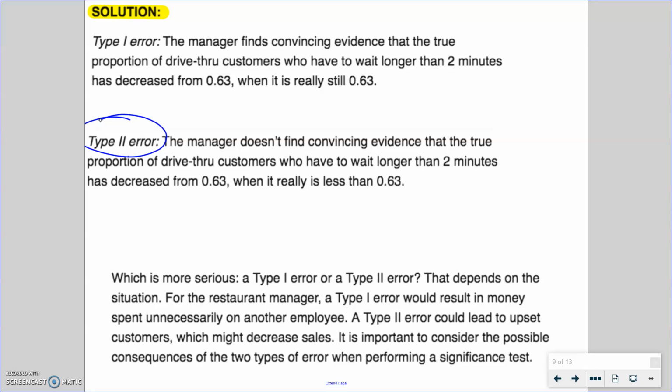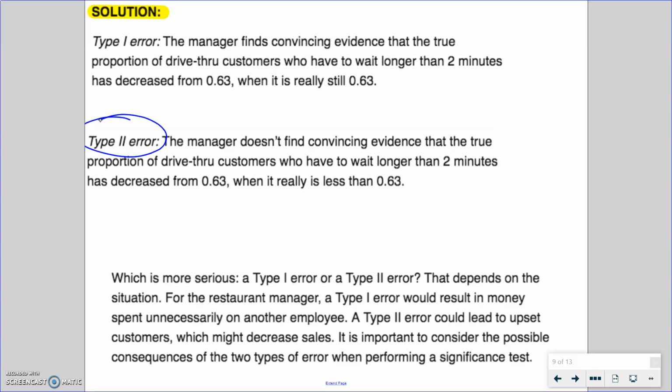So we fail to reject the null when actually the alternative is true. Well, really, is that that big of a deal, right? Like we say, no, it's exactly 63% when actually it's less. I mean, that's not a huge deal, but it's kind of a bummer for the manager because the manager would like to be able to prove that his customers are waiting less than 2 minutes, right?